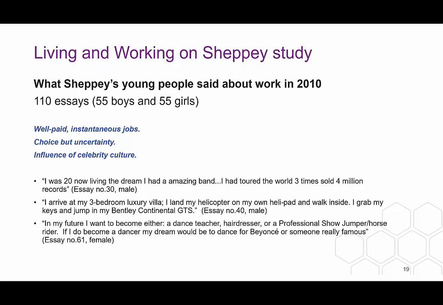And again, you get a real feel for the restudy by looking at some of the quotes to see how young people in 2010 had a very different view of the world from young people in the late 1970s. So one boy wrote that he had an amazing band and toured the world 3 times and sold 4 million records. And another thought he would like to own a 3-bedroom luxury villa, a helicopter, and a Bentley. And finally, the girl at the bottom, who wanted to be anything from a dancer to a hairdresser to a horse rider. And if a dancer, her dream would be to dance for Beyonce or someone really famous. So quite a shift in possibilities for young people today.